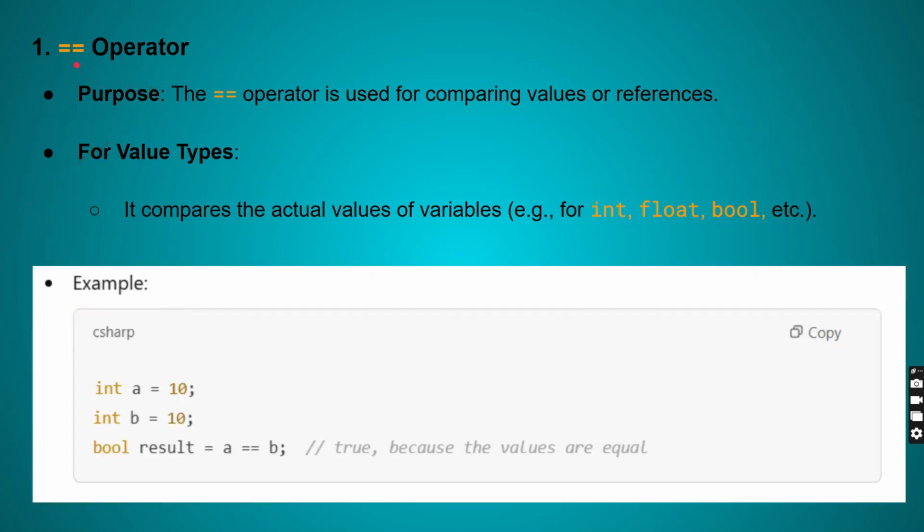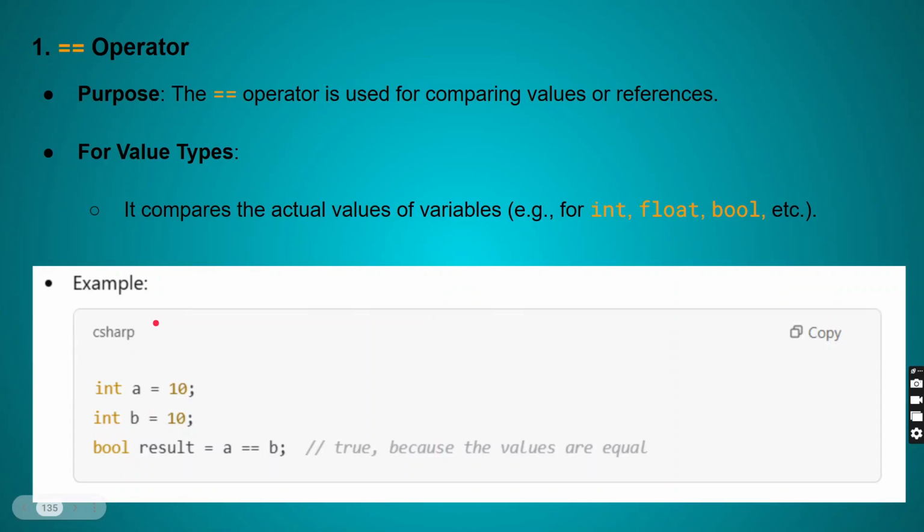The equality operator. The equality operator is used for comparing values or references. For value types, it compares the actual values of variables, for example int, float, bool.